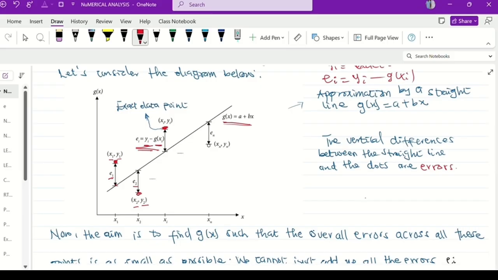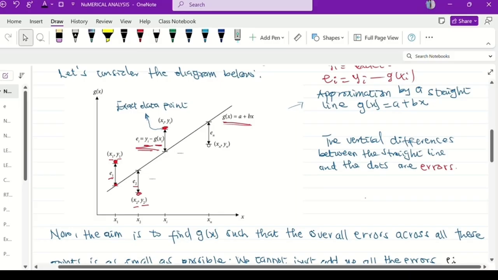So our goal is to choose a line such that all these vertical gaps, or errors, are as small as possible. We can see that the vertical distance between this exact data point and the straight line here is a little bit far. So you have to minimize the error. Our goal is to minimize the error.